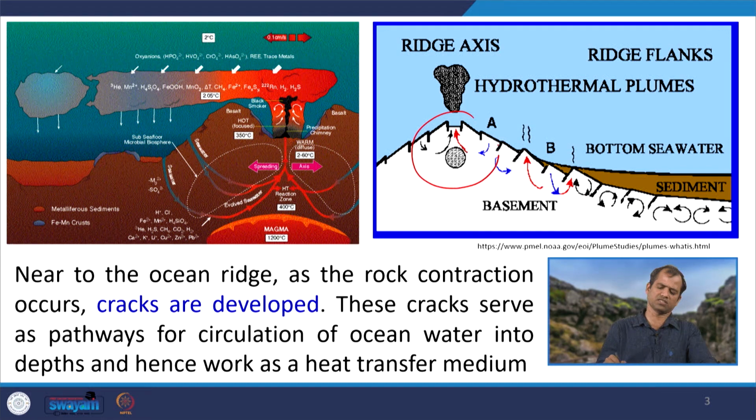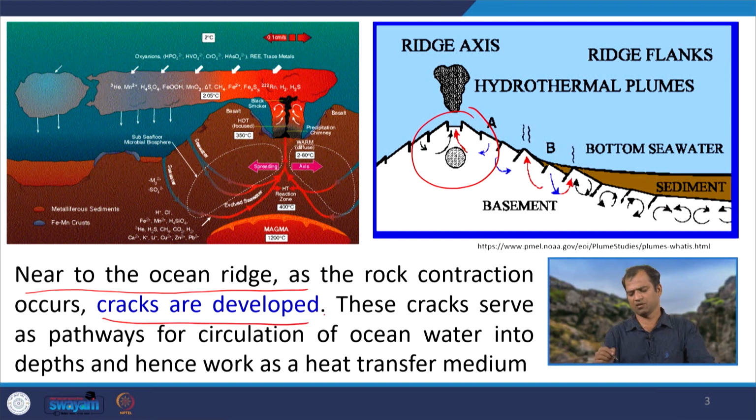If we concentrate on the mid-oceanic ridge system and its surroundings, near the ridge the rock contracts, so cracks develop. Through these cracks, water percolates down. This cool water heats up at depth and finally comes to the surface as hot water, as hydrothermal fluid. This hydrothermal fluid releases heat from the subsurface to the surface.